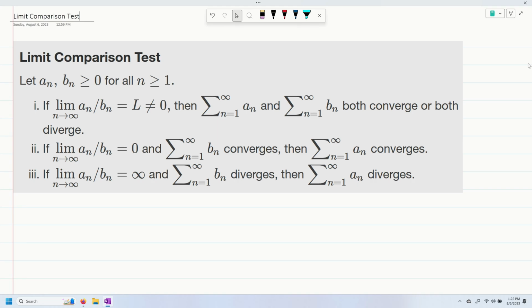In this video, this is going to be the limit comparison test. So it kind of has the same feel as the comparison test in the sense that you're going to pick something that you're going to compare it to. It's just what we do with it is a little bit different.